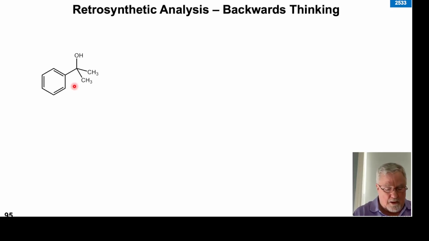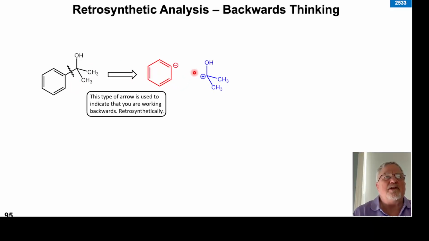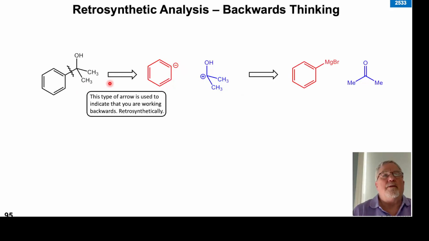I now know how to make carbon bonds, so I could think about, could I disconnect this in such a way that I have an anion and a cation? Well, we can't actually do this, although we can make this anion. This would be a very difficult cation to make. But if we could make these two things, they would just clip together and form a carbon-carbon bond. Now, this kind of arrow means we're going backwards. We're going from products to reactants that we think we can use to go in the forward direction. Okay? So if we could make this, we would be able to make this.